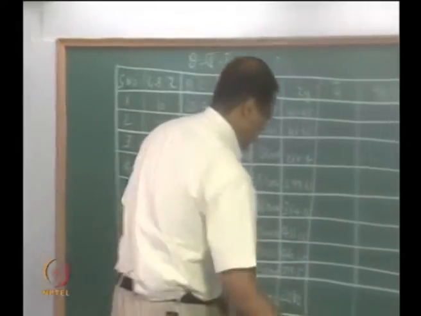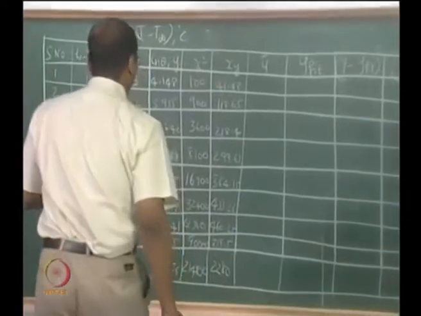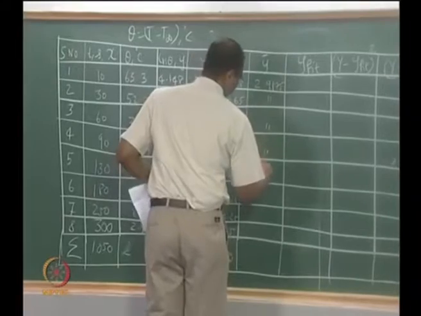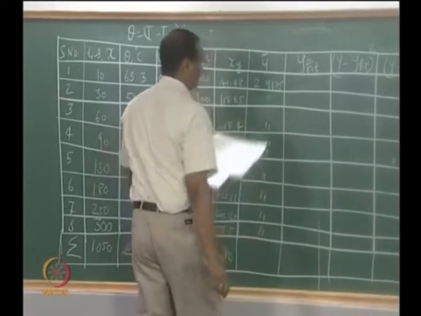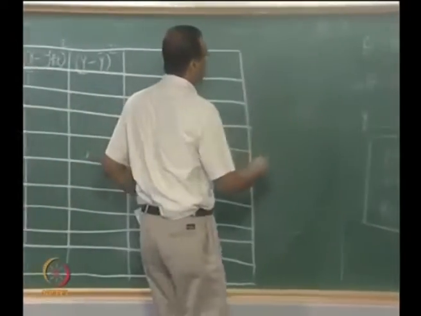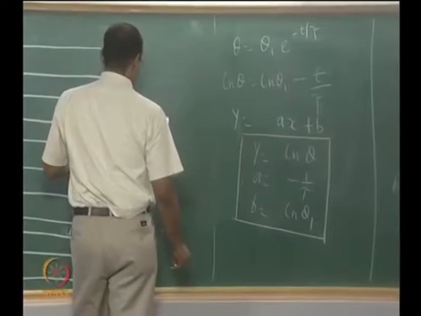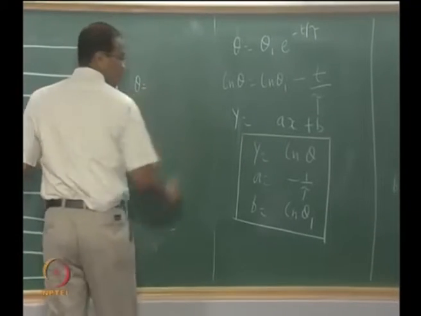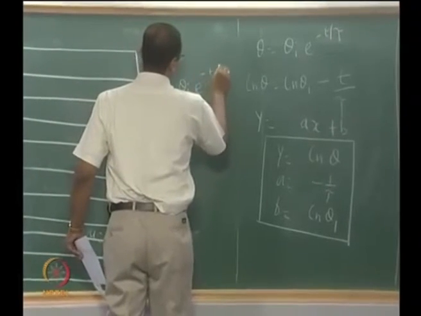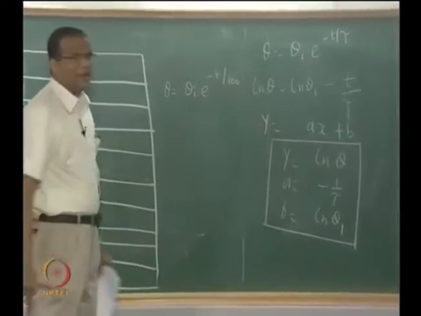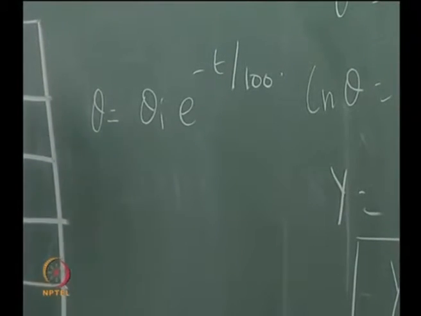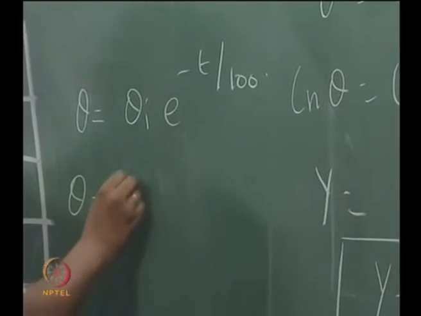Now you can get the y bar. What is y bar? 2.9175. Y fit. So you can invert it. So finally theta equal to, what is theta I? 3 power 4, 1.73. 70 point.